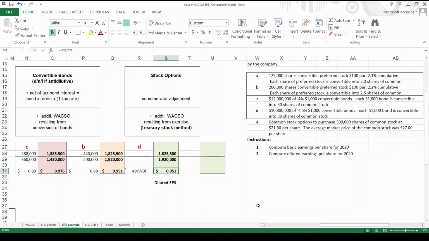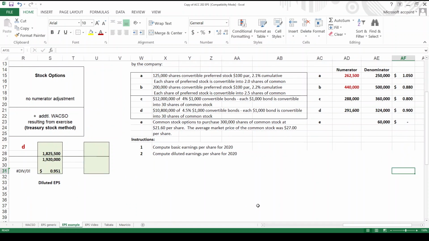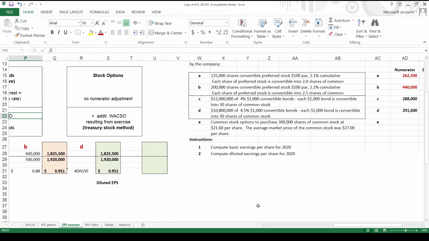Okay. Which brings us to letter D. The next worst thing that could happen, which is the 90 cents. Take the 291.6 and the 324, and let's put that into this equation. $3.24. That's our 90 cents. Add the 291.6 to the numerator. Add the 324 to the denominator. We're down to 94 cents. Just a little bit over 94 cents. That's going to be our diluted EPS.